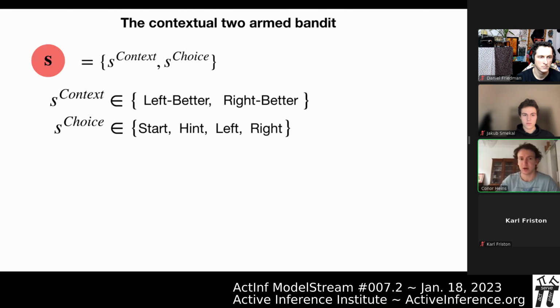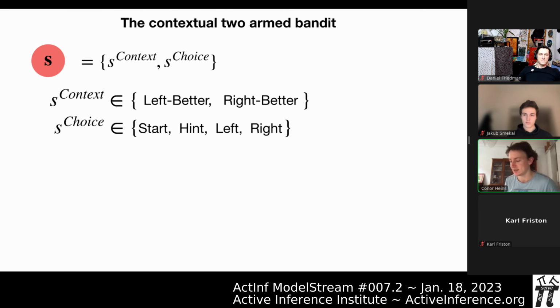So now we're going to look at the different levels of the hidden state factors. As we said, the context one is a binary, or you could think of it as like a Bernoulli variable. So it's either left better, right better. It's a distribution over these two states of the context. And this is just the unchanging state of the world for a particular trial. Either the left machine has a better payoff probability or the right one does.